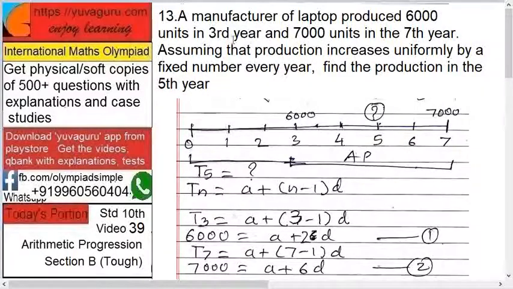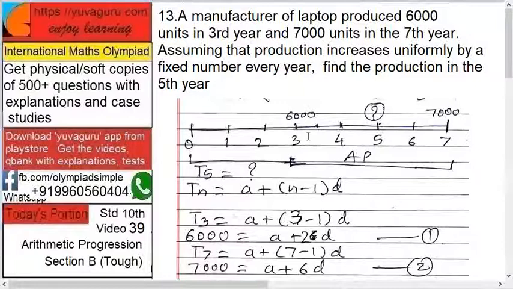Let's start. A manufacturer of laptops produced 6,000 units in the third year and 7,000 units in the seventh year. Assuming that the production increases uniformly by a fixed number every year, find the production in the fifth year. Means what? In the third year he produced 6,000 units. In the seventh year he produced 7,000 units. Now in the middle you have to find out. And what's given? Uniformly by a fixed number, means it's an AP, arithmetic progression, because it's increasing by the same number everywhere.